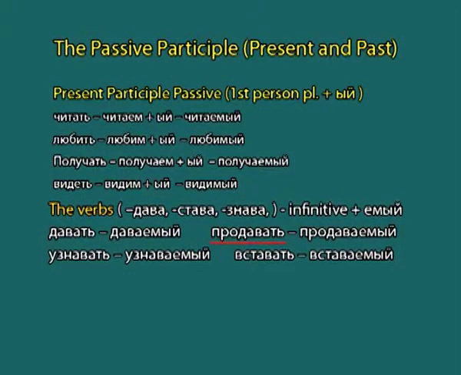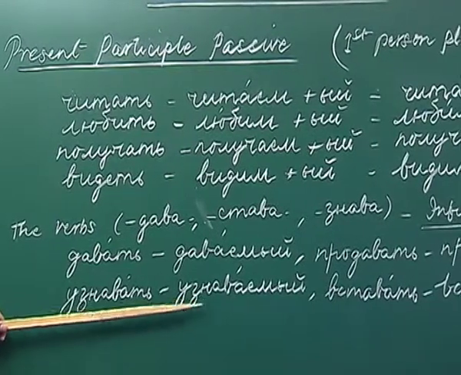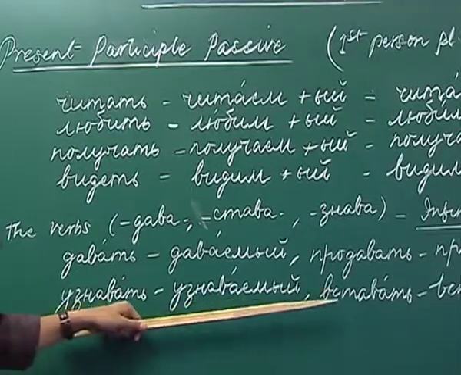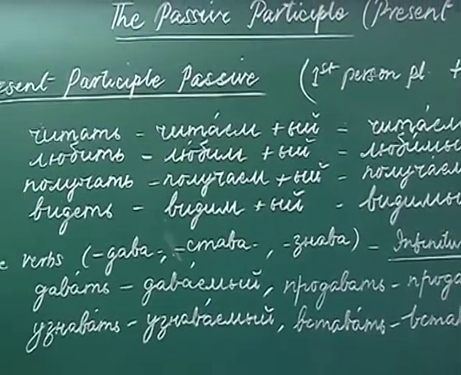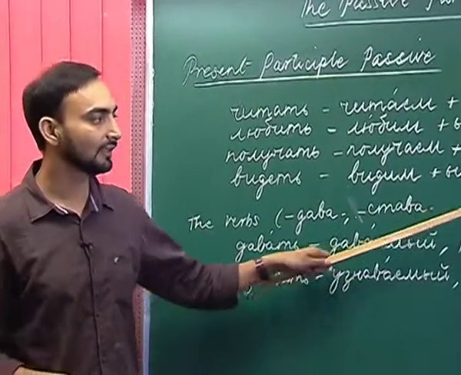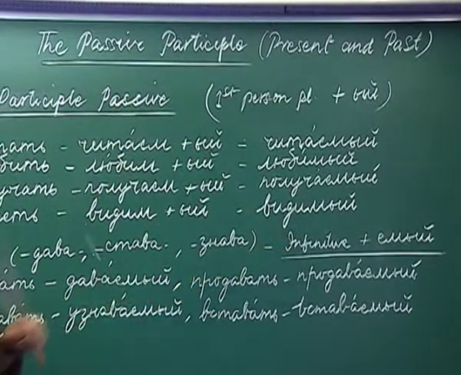Similarly, продавать, продавать is to sell. Drop the soft sign and add -емый, продаваемый. Узнавать, узнавать is to know, to recognize, to get to know. Узнавать, узнаваемый. Вставать, вставаемый. So, this is another rule. If you come across any verb with these endings, you will have to follow this rule and derive their present participle passive from their infinitive forms.